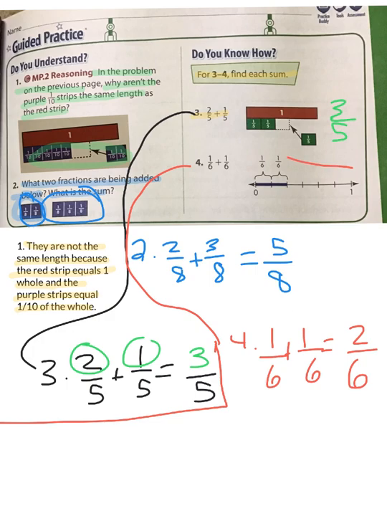And if we look up at our number line, we have 6 lines. Don't count the 0. We have 1, 2, 3, 4, 5, 6. 6 would be one whole. And out of those 6, 2 of them are accounted for. So 1/6 plus 1/6 equals 2/6.